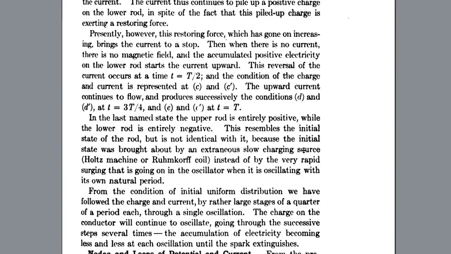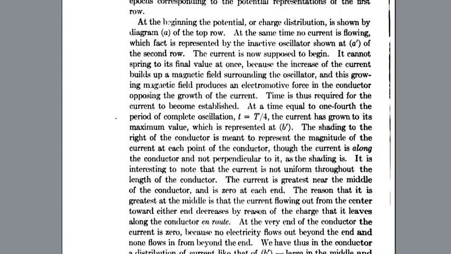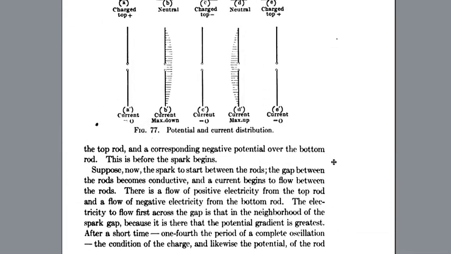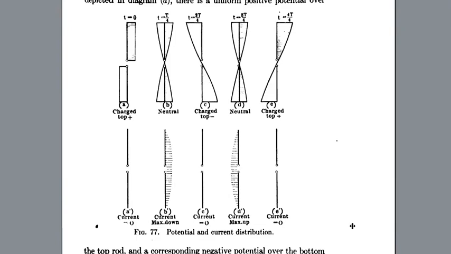This reversal of the current occurs at a time t equals T/2, and the condition of the charge and current is represented at C and C prime. The upward current continues to flow and produces successively the conditions D and D prime at time t equals 3T/4, and E and E prime at time t equals T. In the last named state, the upper rod is entirely positive, while the lower rod is entirely negative.